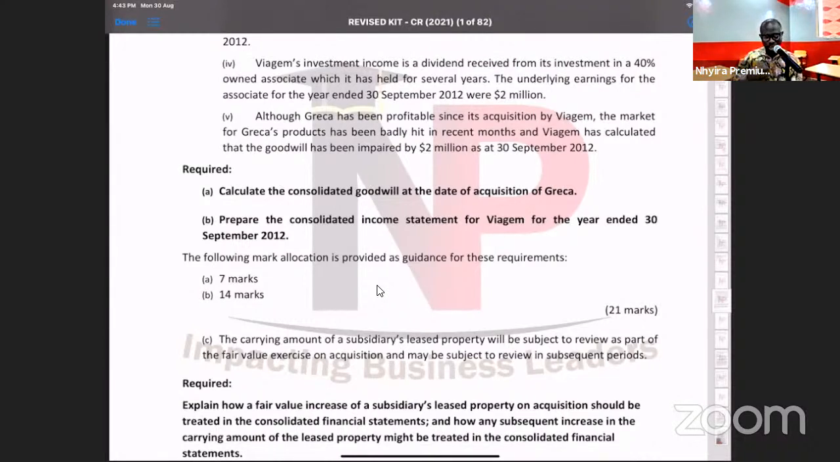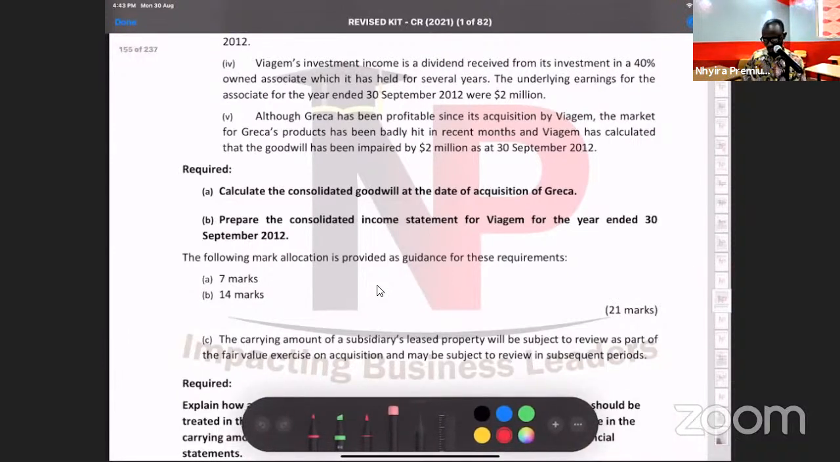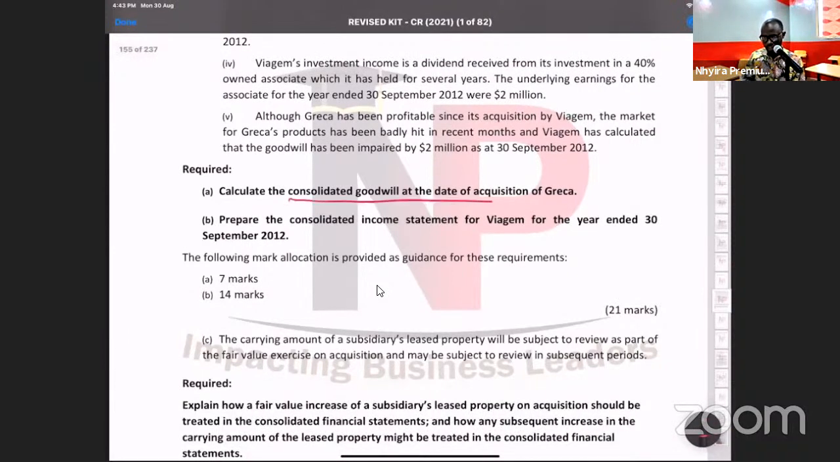Requirement A says that we should calculate the consolidated goodwill at the date of acquisition of Grisa. Now, if you remember, whilst we were explaining our principles, I told you that there is goodwill at acquisition and goodwill at the reporting date. In this question, the examiner is asking us to calculate the goodwill at the date of acquisition, the consolidated goodwill. Now, that is 7 marks.